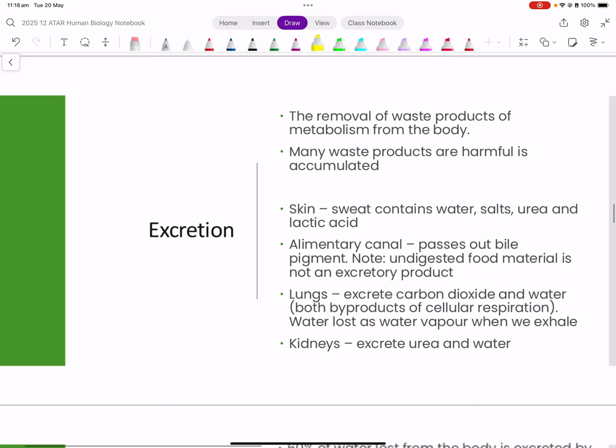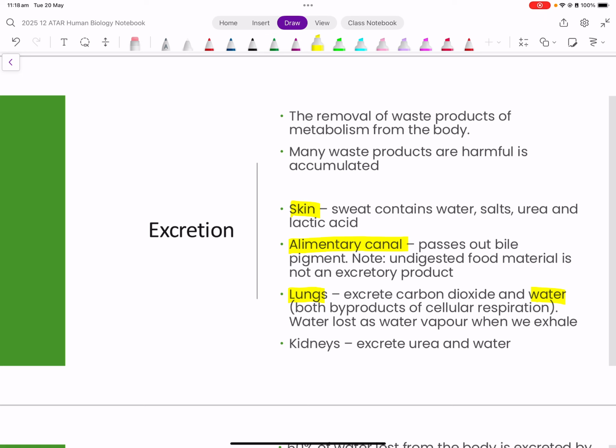So when we're getting rid of water, we can get rid of it in the form of excretion. And this is why we talk about the excretory system in year 11, so that you have a bit of an understanding when we get to year 12 about what these structures are. So in terms of excretory mechanisms in the body, we obviously have your skin with sweat, we have the alimentary canal passing out bile pigments and things like that. We have the lungs getting rid of carbon dioxide. This year we're adding water to that mix.